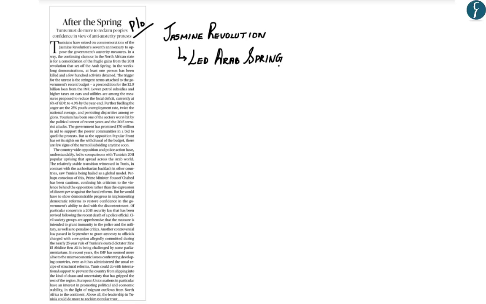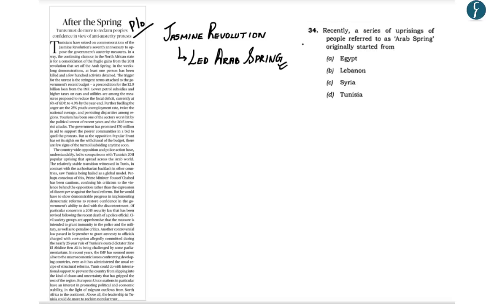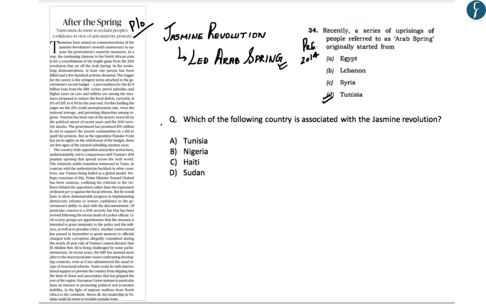As some of you might know, a question was asked in the 2014 prelims examination about the Arab Spring. We have taken this question from the UPSC prelims examination of 2014. Obviously, as you know, the correct answer was Tunisia. Similar to this question, other questions on the Arab Spring or the Jasmine Revolution can be asked in your UPSC prelims. A question such as which of the following countries is associated with the Jasmine Revolution can be asked. Obviously the correct answer would be Tunisia.